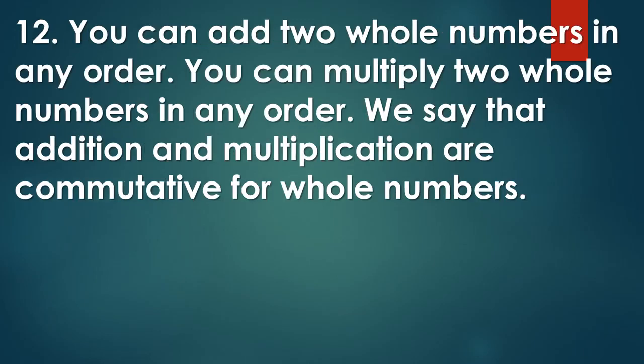12th point is you can add two whole numbers in any order. You can multiply two whole numbers in any order. We say that addition and multiplication are commutative for whole numbers. Means changing the order of the numbers in addition and in multiplication will not change the result. Okay, a plus b is equal to b plus a, and a multiplied by b is equal to b multiplied by a.